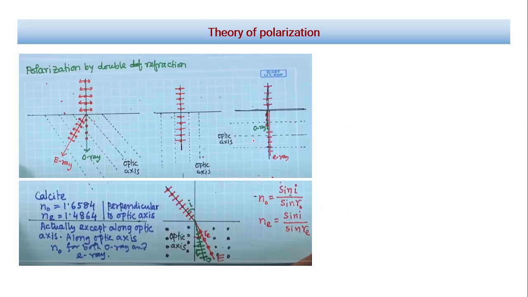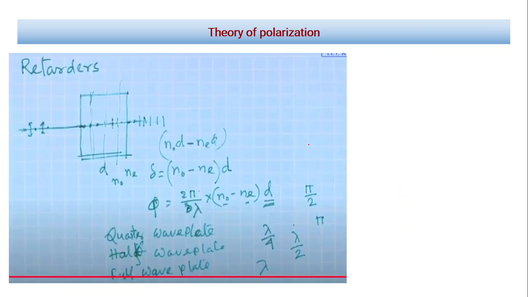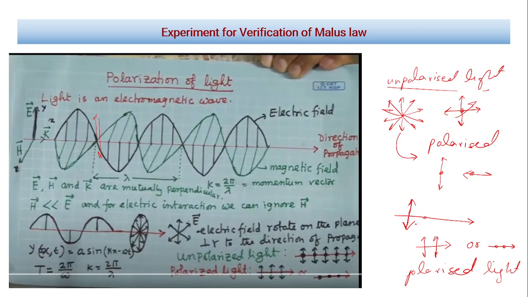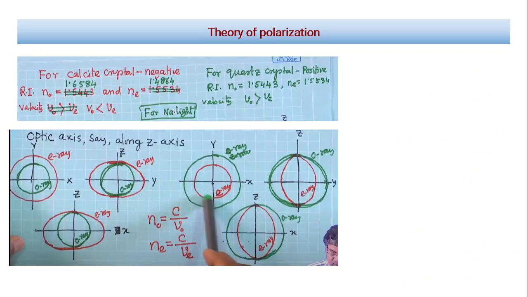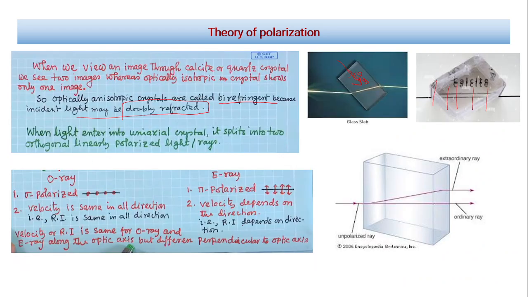As I told, what we get out of this is both linearly polarized, but their polarization directions are perpendicular to each other, right? This is what we mean here. Now, what are these two rays that we get? One we call the O ray, the ordinary ray. One we call the E ray, which is short for extraordinary ray. Something different is happening in here.